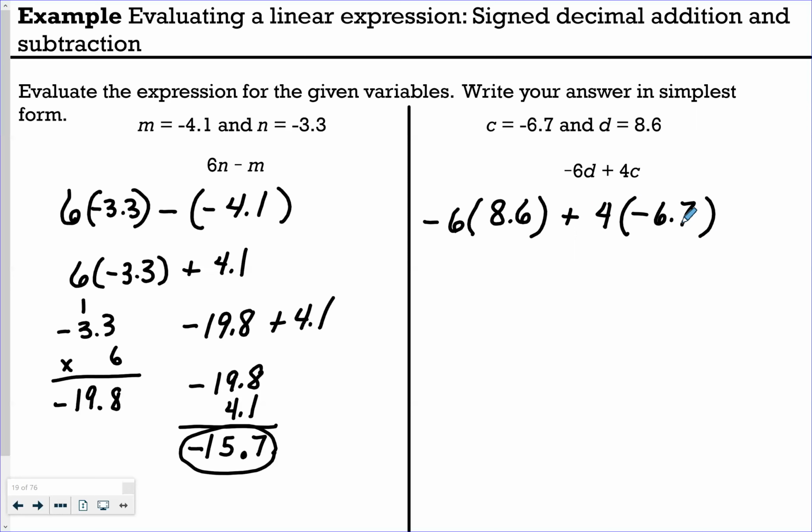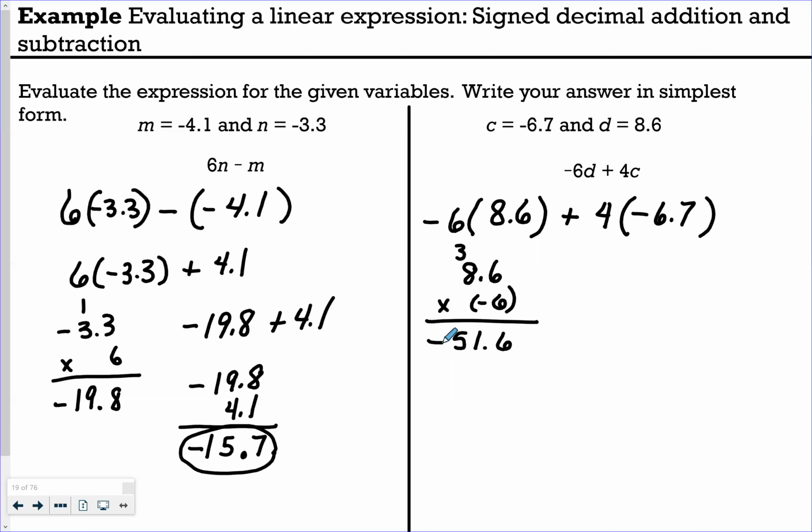All right, order of operations says multiply. So we're going to multiply first, 8.6 times negative 6. Oh, that's a little hard to see. Let me write that over. So we have 6 times 6, 36. 6 times 8, 48, plus the 3 is 51. We have 1 decimal place, and we're negative because a negative times a positive is negative.